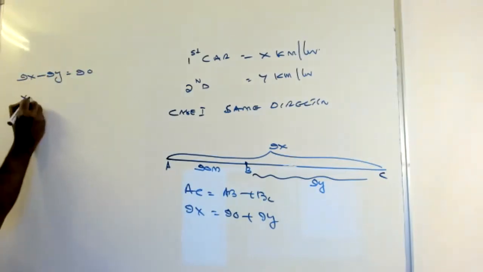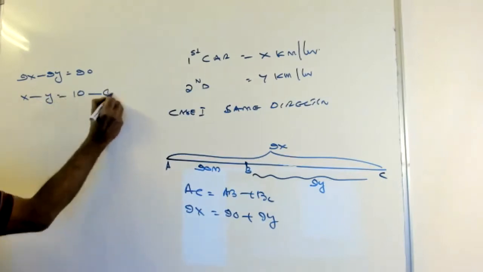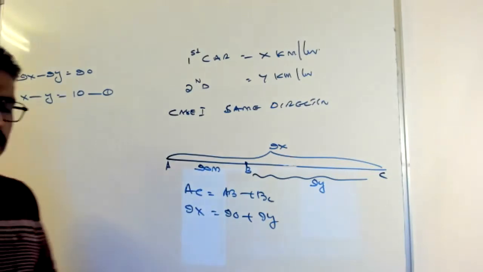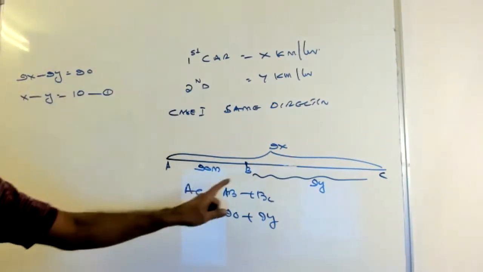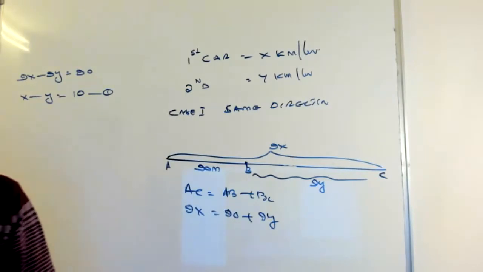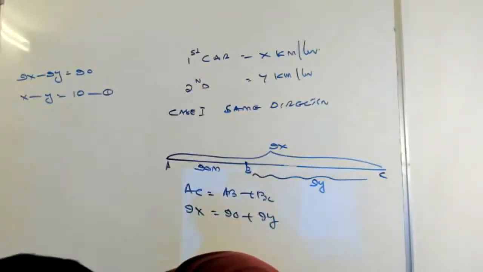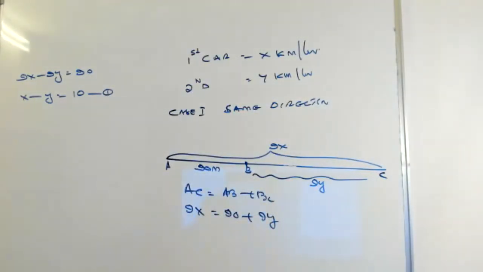So that means x minus y equal to 10, number one. Cut by 9. If you are smart, you can go to that directly. Don't need all these things. It will go directly x minus y equal to 10. Right now, first part finished. I'll give the note.